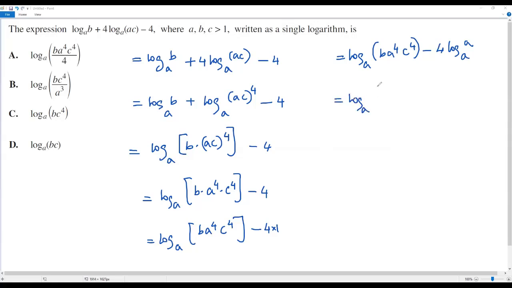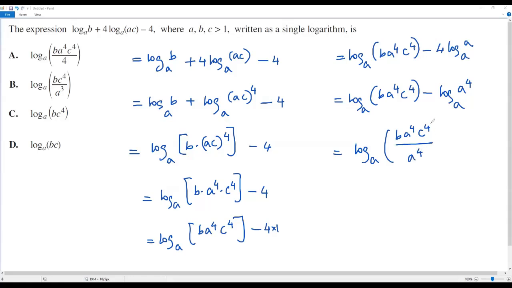So log to the base a, b times a to the fourth power, c to the fourth power, negative. Here there is a number 4 multiplied in front of the logarithm. Using the power rule, this 4 can be written as the exponent of the argument a. Then I'll get log a to the fourth power to the base a. Here two logarithms are in subtraction with the same base a. Whenever two logarithms are in subtraction with the same base, I can use the quotient rule. So I can write the logarithm once with the same base and divide the arguments. That is b times a to the fourth power, c to the fourth power, divided by a to the fourth power.